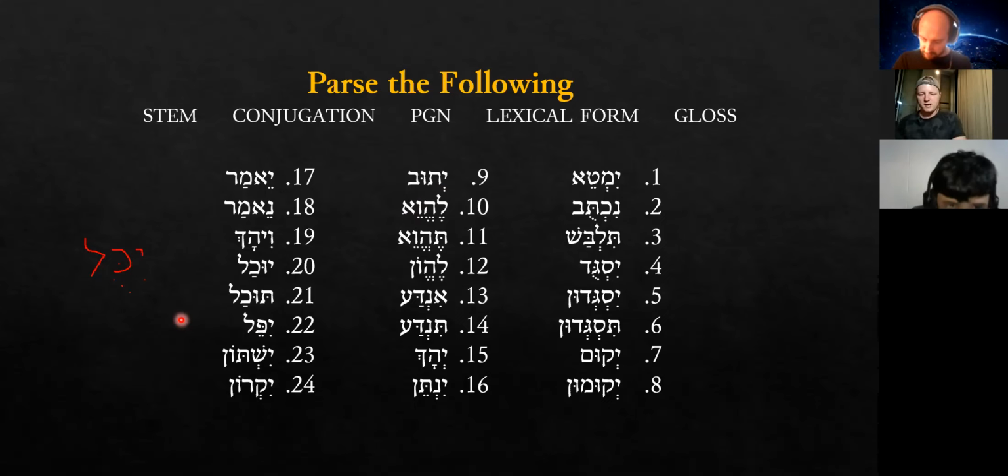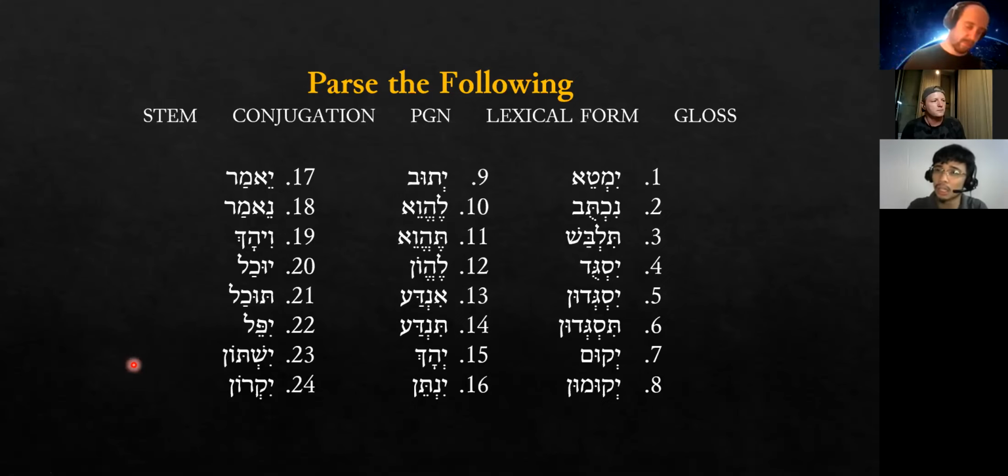And Jose, you've got the last one here. Ikron, Peal, imperfect, third masculine plural, lexical, kera, translation, they will call. It could be they will call, or it could be they will happen. Yeah, or meet. You can say meet.